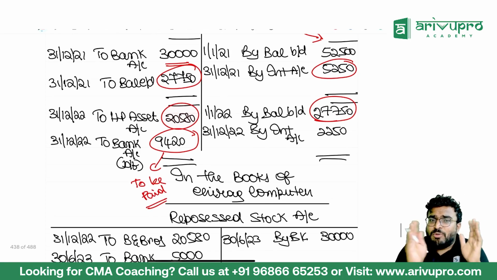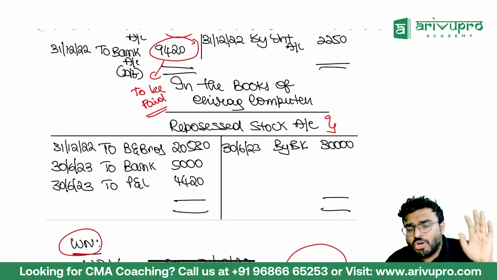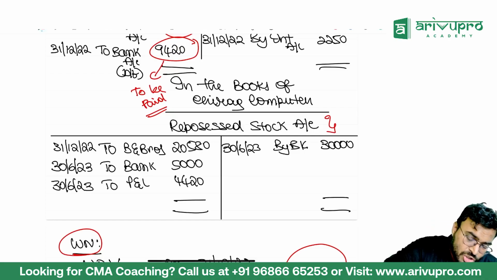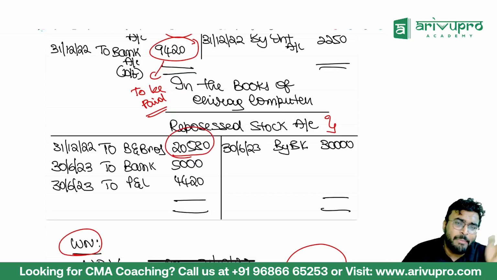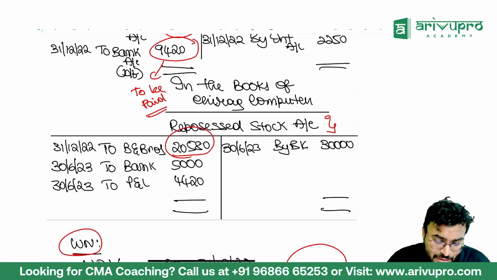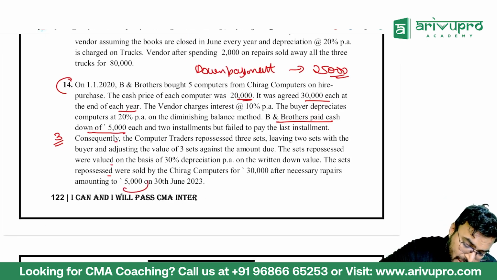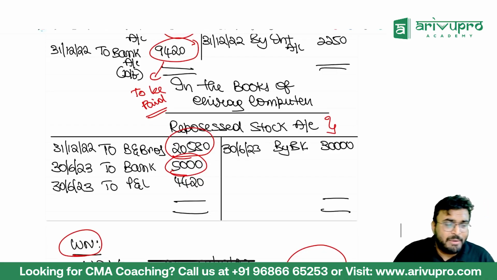Now, in the books of Chirag Computers, what will happen? The ledger will just look opposite. The only extra ledger that we have to prepare is the repossessed stock account. He got his stock back for 20,580. You will write repossessed stock account debited to B and Bros 20,580. Clear? Now he is going to spend some more money on that, 5,000 rupees repair. So repossessed stock account debited to bank account 5,000.